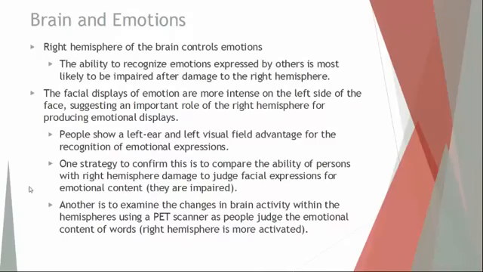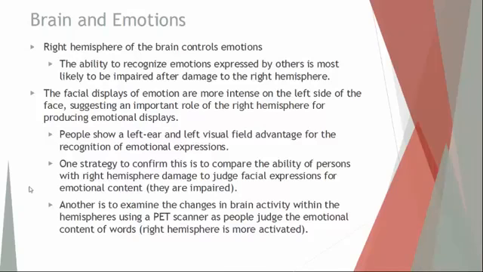Like we talked about before, the right hand side of the brain will control the left hand side of the body and vice versa. So the right hemisphere of the brain is what controls emotions. And the ability to recognize emotions expressed by others will be impaired if you have damage to the right hemisphere. You aren't able to tell if they are happy or if they're sad. You are able to see that they are making different expressions or different faces, but it doesn't sink in with you what they're doing. There's no connection to that face with said emotion. There's a disconnect there.